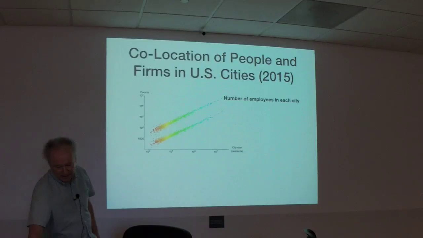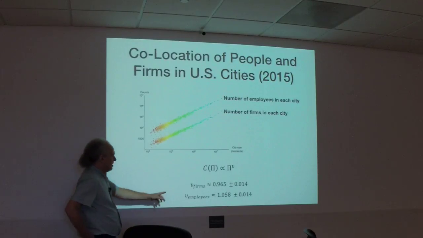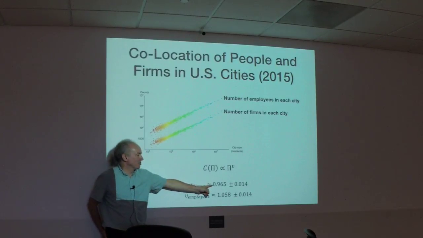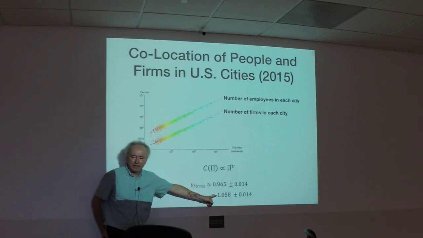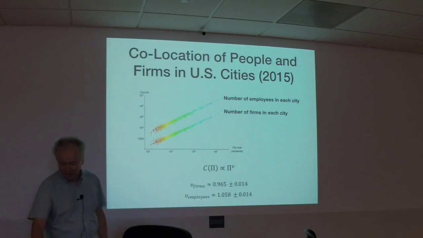So now you go back and look at this, and what does it tell you? Remember, our result was that basically the firms are like the infrastructure. The firms are the buildings that hold the bodies, but the bodies are superlinear. Bodies are the human part. Okay.